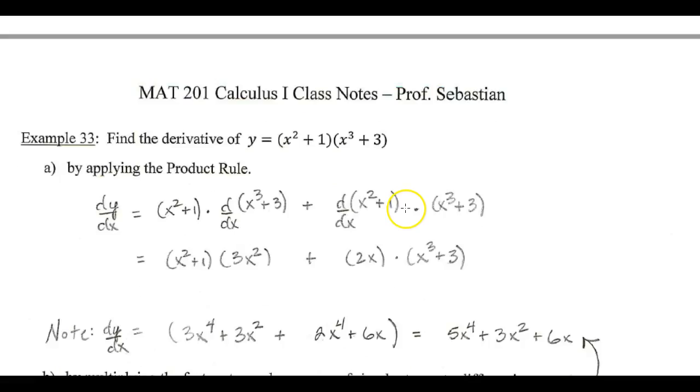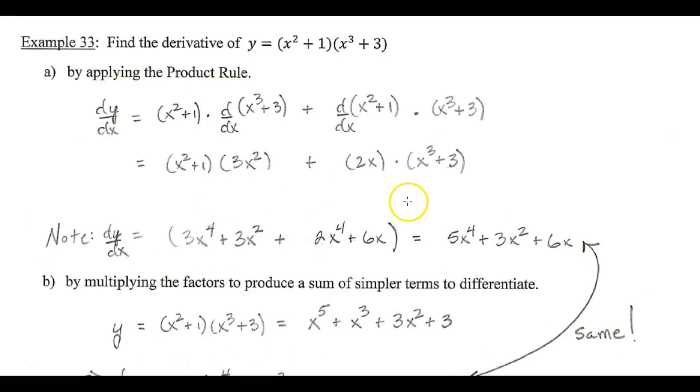So let's do an example. Okay, in this example, example 33, we want to find the derivative of y equals the quantity x squared plus 1 times the quantity x cubed plus 3. So the first thing I'm going to do is find the derivative of this guy by applying the product rule. So this is my first function, x squared plus 1. My second function is x cubed plus 3. These are multiplied together, so I must use the product rule, right? This is u times v.